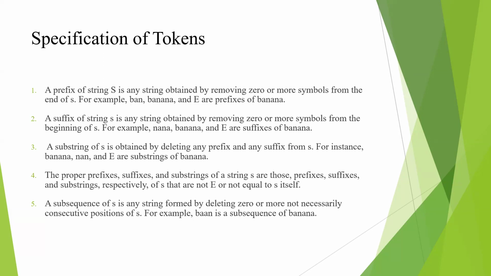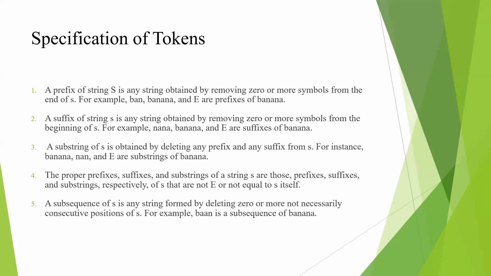Now, the proper prefix, suffix and substring of that particular string. Here we will consider the example of banana. Then a proper prefix, suffix or substring is one that is not equal to the string itself. So that is how the proper prefix, suffix or substring can be defined.